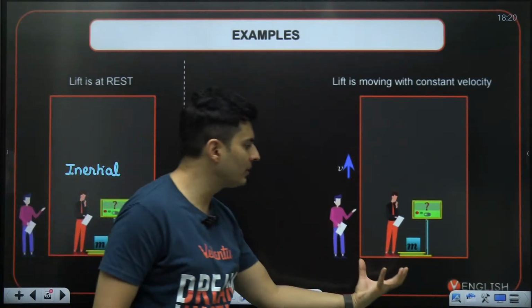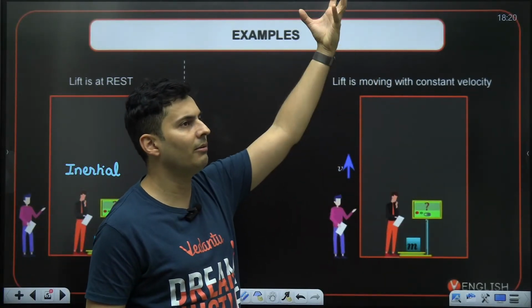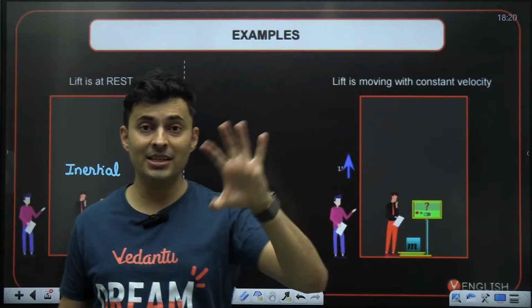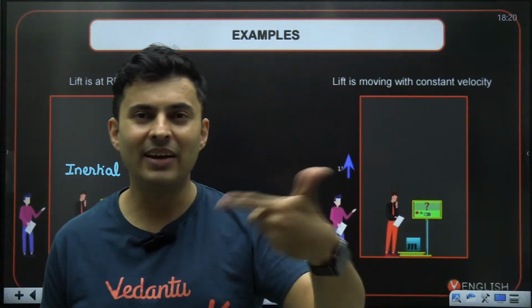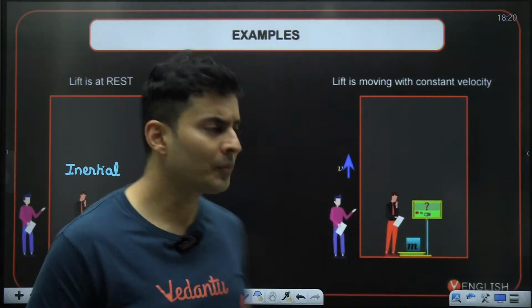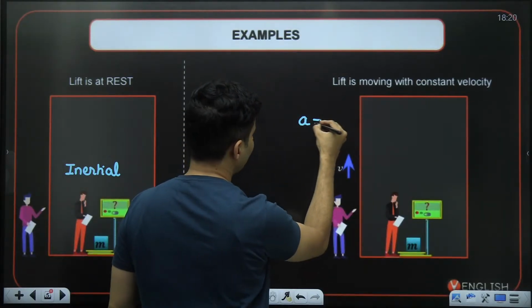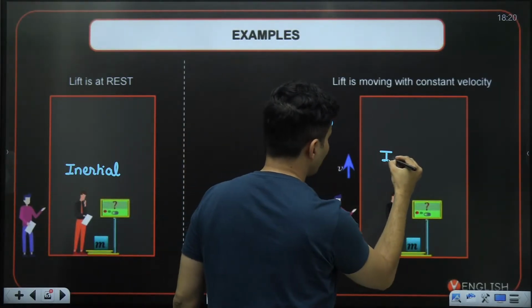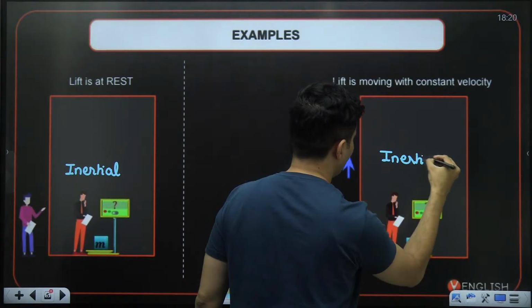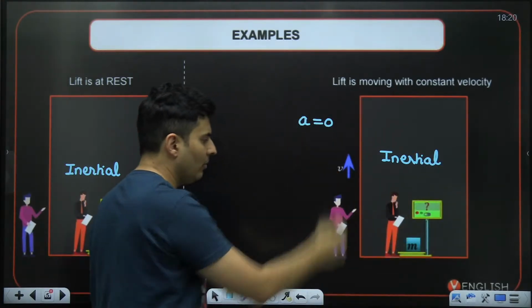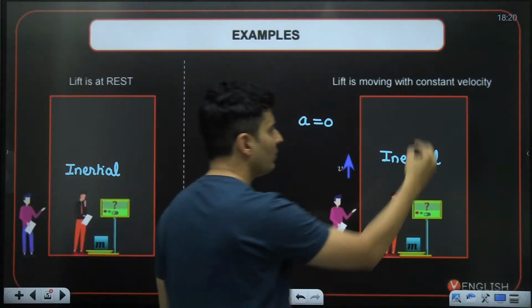What about this lift moving up with constant velocity? Velocity is constant, which does not mean it is accelerating. In fact, it means acceleration is zero. So keep this in mind. Velocity is constant, therefore acceleration is zero. So again, it will be an inertial frame of reference. Whether going up or going down doesn't matter. This is very important.